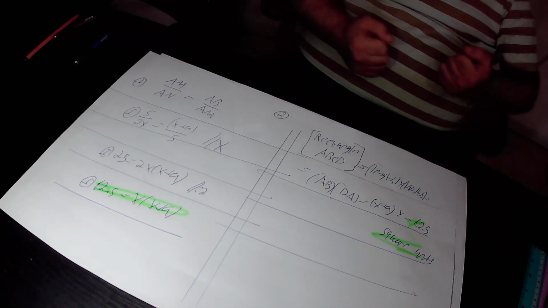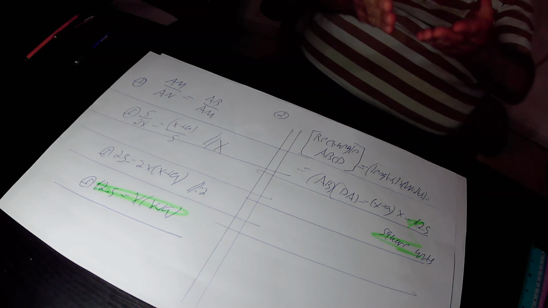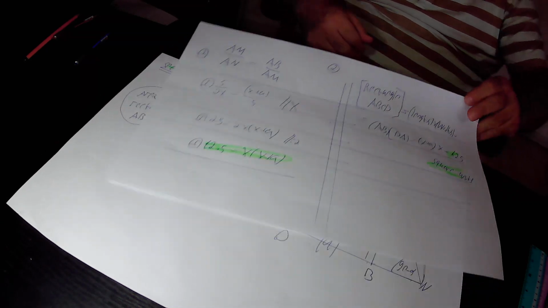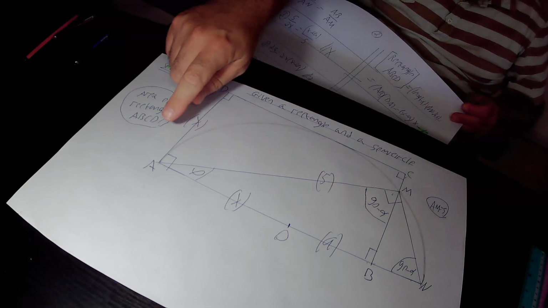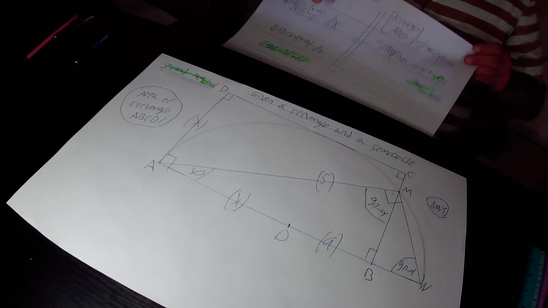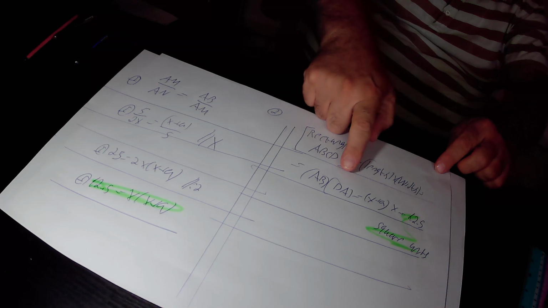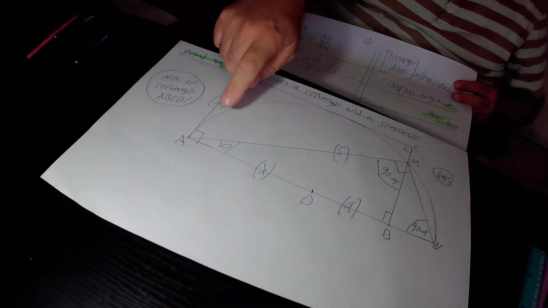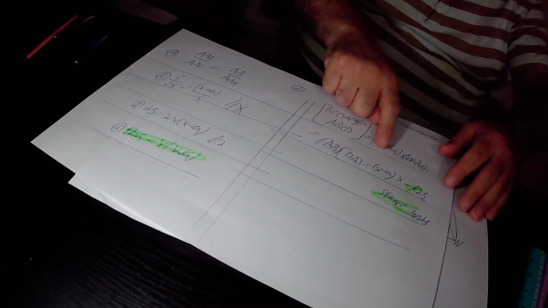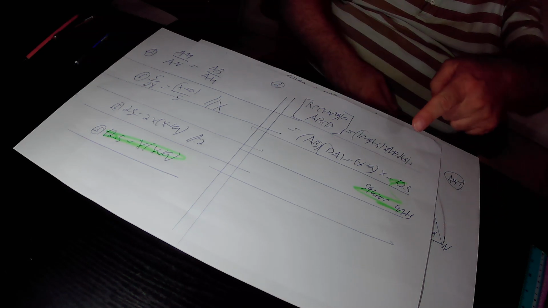Actually, we know that the area of any rectangle equals the length of the rectangle times the width. Therefore, the area of rectangle ABCD must be equal to the length of the rectangle ABCD times the width. What is the length of this rectangle ABCD? The length is AB and the width is AD. AB equals x plus a, and AD equals x. So in total, the area of rectangle ABCD must be equal to x plus a times x.